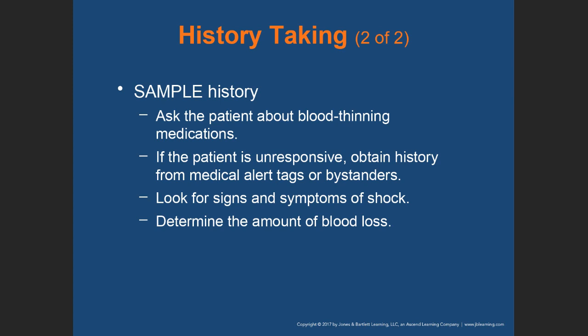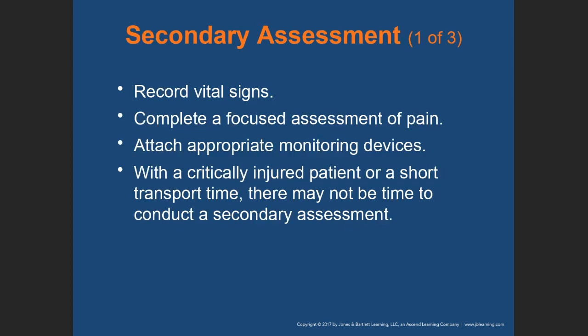If the patient is unresponsive, obtain history from medical alert tags or bystanders. Look for signs and symptoms of shock, determine the amount of blood loss. Once we have completed the history taking phase, the next phase is secondary assessment. If you complete your ABCs and the patient is talking to you, talk to the patient. So it's ABCs, history. If they're not talking to you, it's ABCs, vital signs, look at the patient, look at the scene.